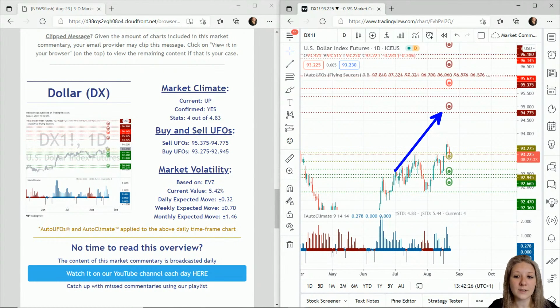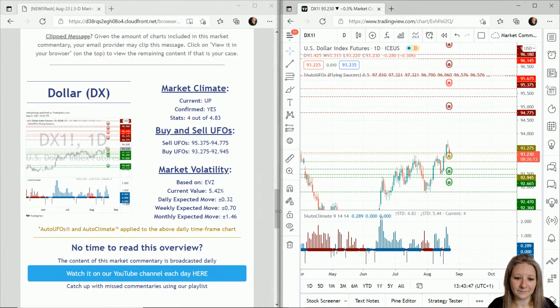And then we have sell orders up here at 95.375 to 94.775. We would expect those to push price down, but of course price has got a little way to go before it hits them. So overall, probability up with the climate, and we've just hit buy orders. Overall probability up there with the US dollar. Now in terms of volatility, we'd expect in 1 year movement up or down of 5.42%, which is 0.32 points in a day, 0.7 points up or down in a week, and 1.46 points up or down in 1 month.